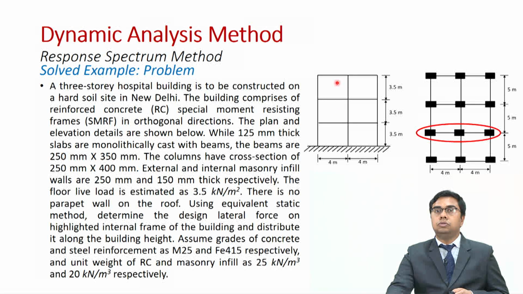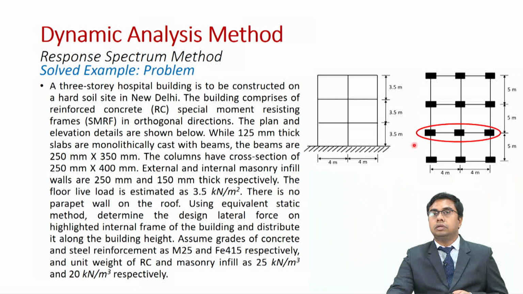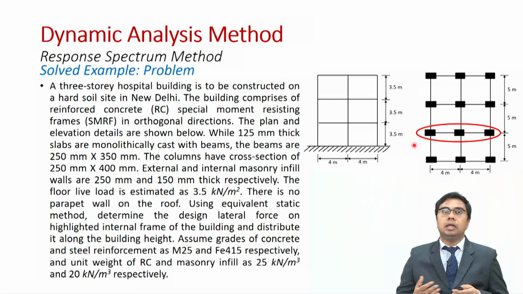and we are assuming that there is no parapet wall on the roof. Using the response spectrum method, we need to determine the design lateral force on the highlighted internal frame of the building, and we need to distribute it along the building height. We have also assumed the grade of concrete to be M25 and the grade of reinforcing steel as Fe415. The unit weights of reinforced concrete and masonry infill are taken as 25 kilonewton per meter cube and 20 kilonewton per meter cube respectively. So, now let us get into the solution.